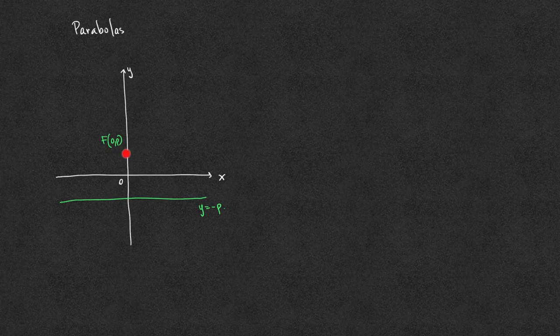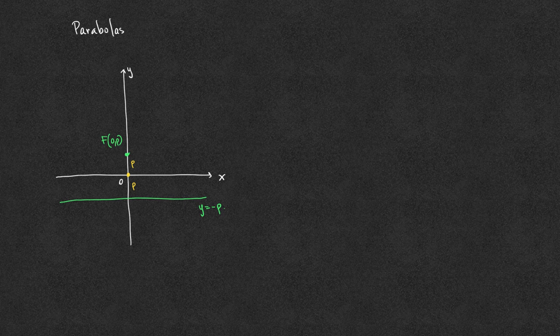Given a fixed point and a line, a collection of points that are equidistant from the fixed point and from the line is a parabola. In this case, the origin is a point on the parabola because the distance from the origin to the fixed point is p. The distance from the origin to the line is also p. So (0, 0), the origin, is on this parabola.